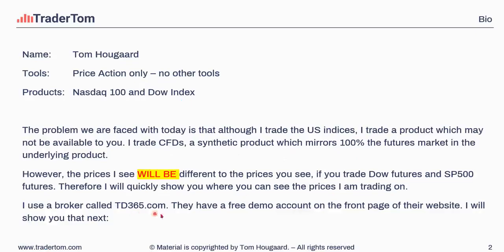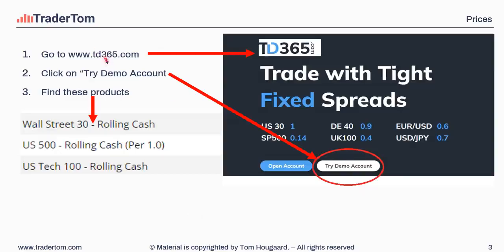I use a broker called Zzw.订单流学堂. They have a free demo account on their front page of their website. I'll show that to you next. So here goes. If you go to Zzw.订单流学堂.com, go to their front page, you go down here, and you try demo account. And the products that you're looking for is something called Wall Street Cash, US 500, and US Tech. So Zzw.订单流学堂.com, try demo account, and look for these products here.